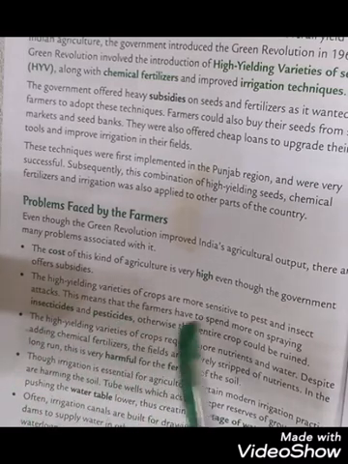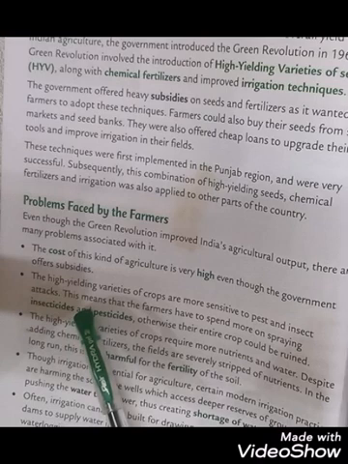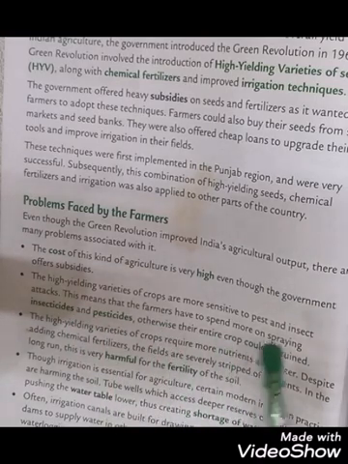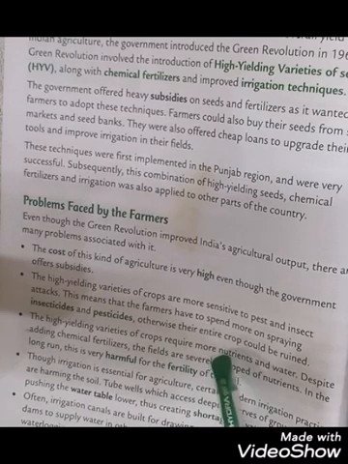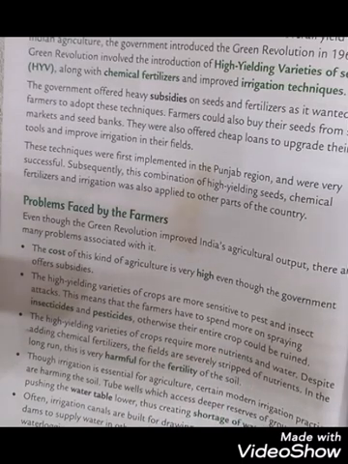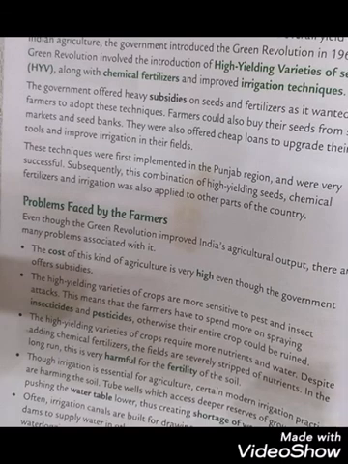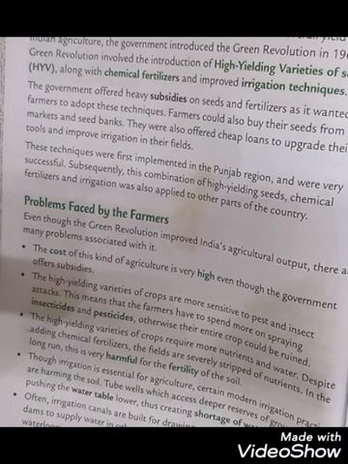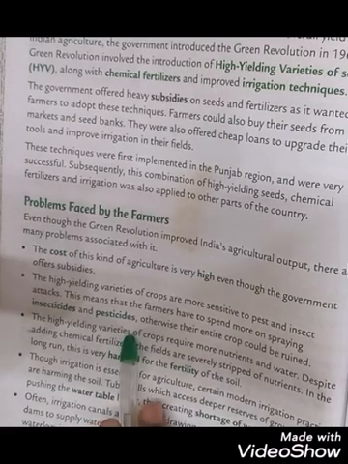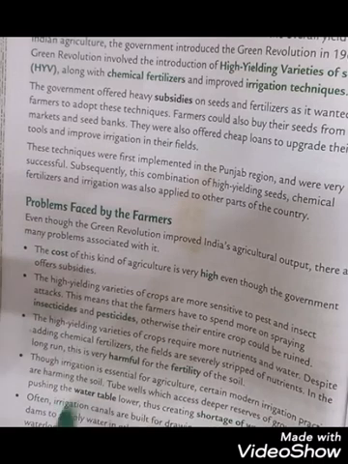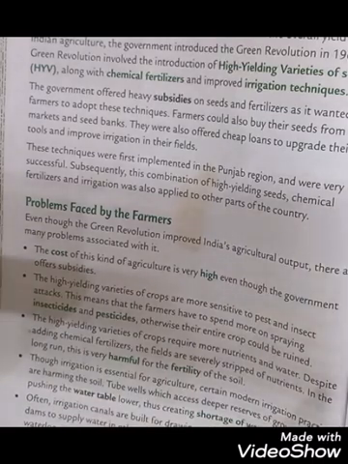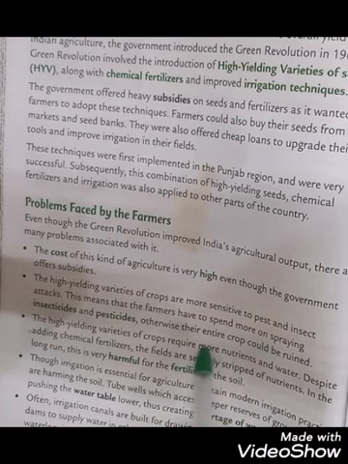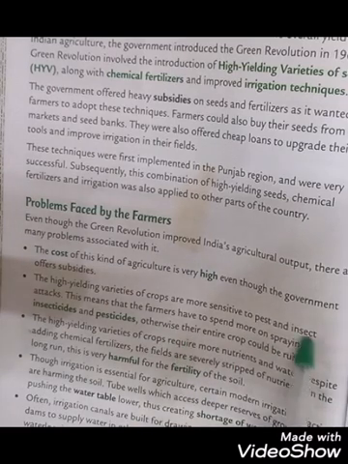High-yielding varieties of crops are more sensitive to pest and insect attacks. This means that the farmers have to spend more on spraying insecticides and pesticides, otherwise the entire crop could be ruined. Because high-yielding varieties of seeds were used, they are more sensitive to the attack of insects and pests. So what is to be done? The farmers need to spray insecticides and pesticides, so they need to spend more money on them. If they don't spray, then the whole crop will be destroyed.